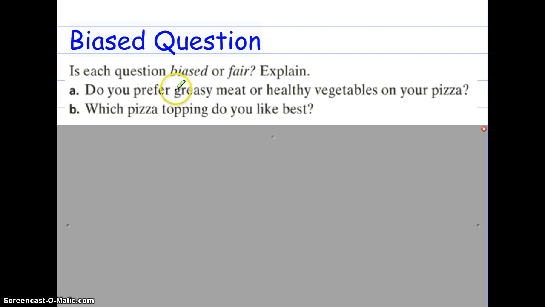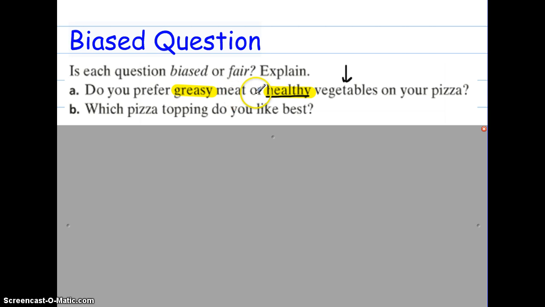Well, when they put the adjectives greasy and healthy in there, they are obviously trying to be a little bit more biased on how you should probably be choosing vegetables because they are healthy for you. Putting these adjectives in there makes it a biased question, and they're trying to lean you towards one or the other. But option B is, which pizza topping do you like best? Well, that's opening the question up to any options that you have available, and it's not leaning you one way or another by putting these adjectives in front.